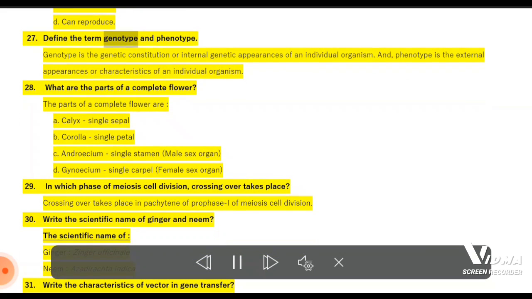27. Define the terms genotype and phenotype. Genotype is the genetic constitution or internal genetic appearance of an individual organism. And phenotype is the external appearance or characteristics of an individual organism. 28. What are the parts of a complete flower? The parts of a complete flower are: calyx, single sepal; corolla, single petal; androecium, single stamen, male sex organ; gynoecium, single carpel, female sex organ.